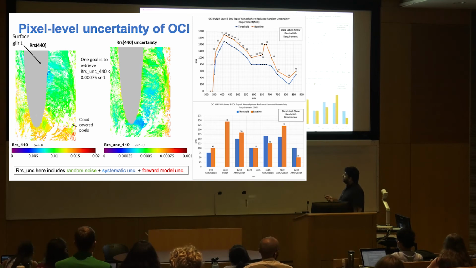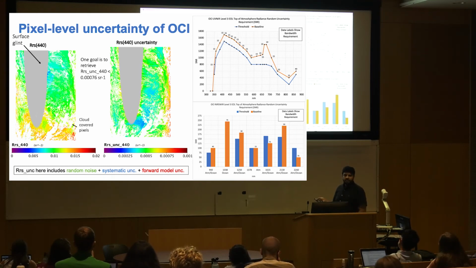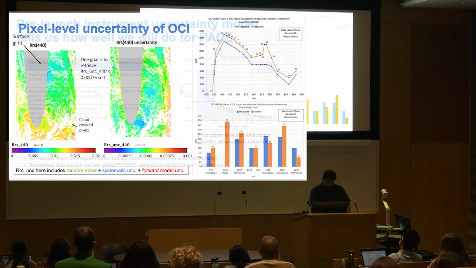And we basically have the ability to generate this pixel-level uncertainty from the OCI simulated data set. This map is the Rrs at 440, and this is the Rrs pixel-level uncertainty at 440. As you can see, it varies spatially, very much so. It depends a lot on how much aerosol you have in the atmosphere, the geometry, the path radiance, and so on. So it is really cool to see something like that.